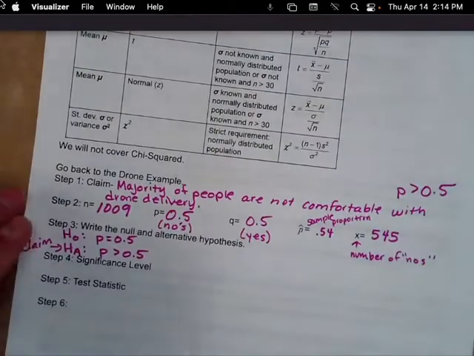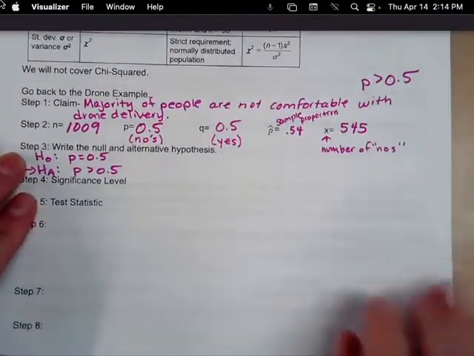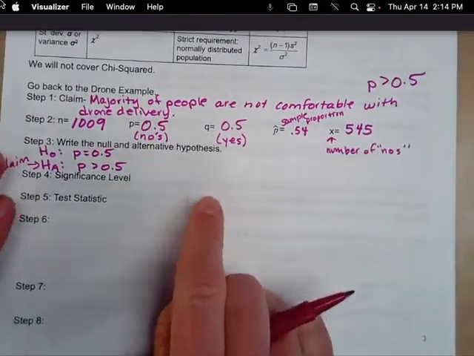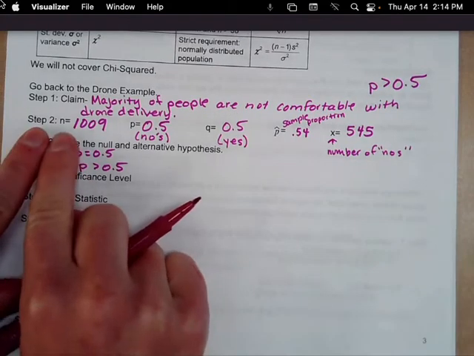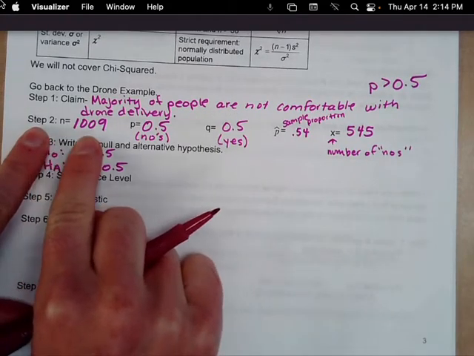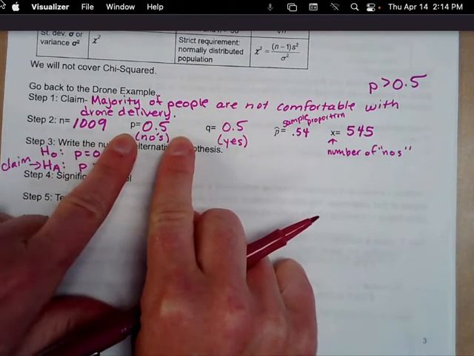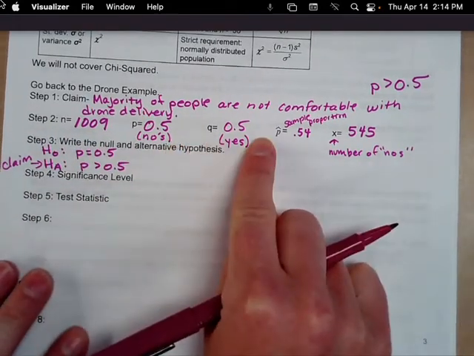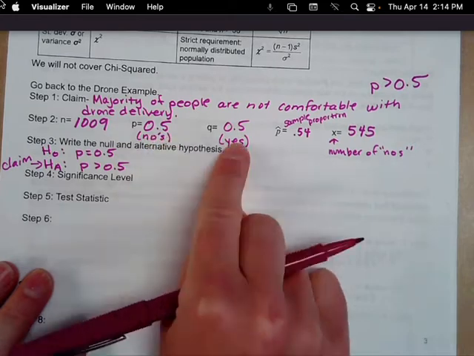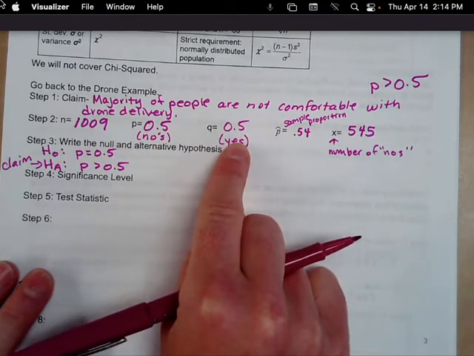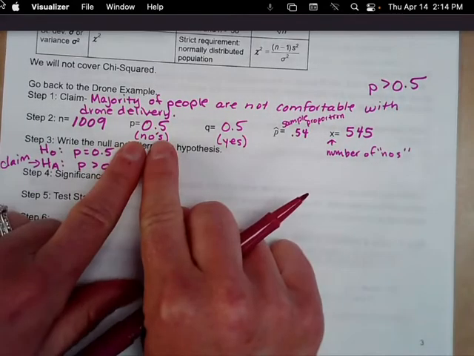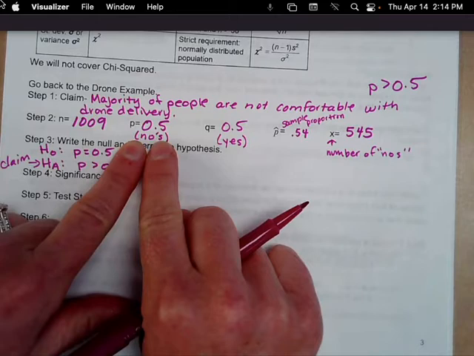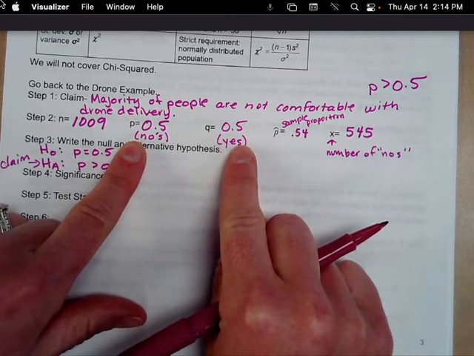So let's look back at our drone example. We wrote this yesterday, all of the numbers that we need. So we needed N is 1,009, P is 0.5, Q is 0.5. The way you get P and Q is from the claim. The claim says majority of people, so that's half or more. So no's is considered your success, and yeses is considered your failure.